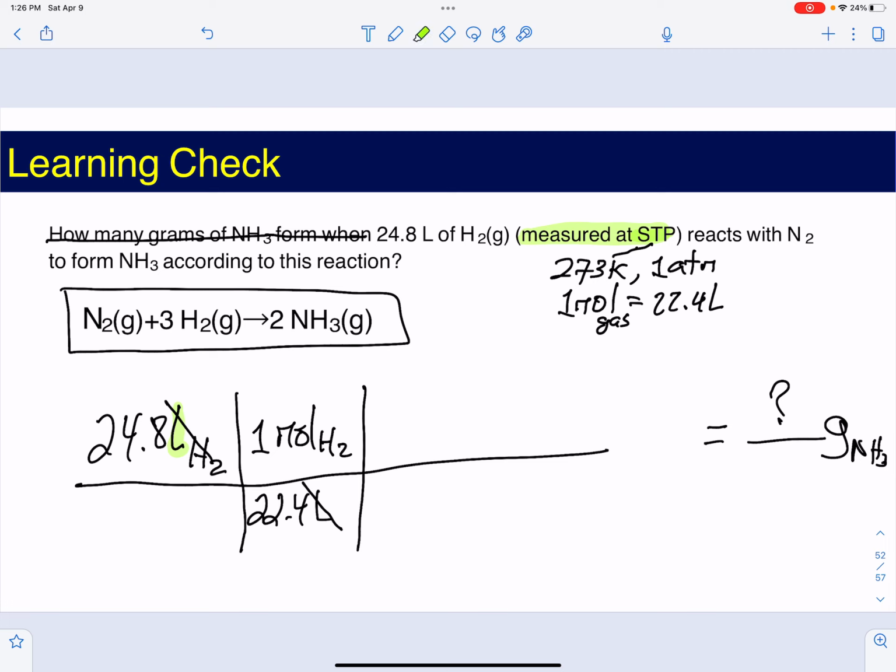So now that we have moles, now we can use the stoichiometry the way we know it. So we don't want moles of hydrogen, we want moles of ammonia. So we're going to get rid of the moles of hydrogen. So that's going to cancel. And according to the balanced equation, you got 2 moles of ammonia for every 3 moles of hydrogen.